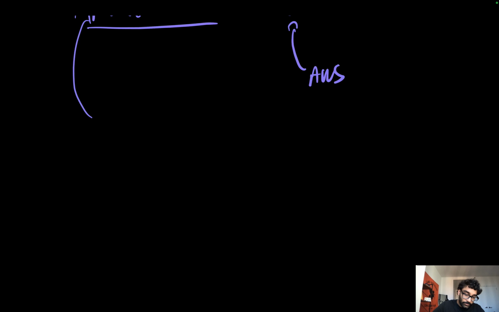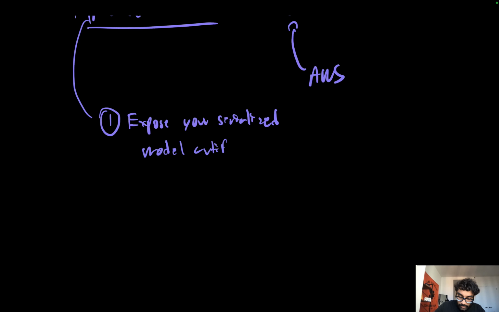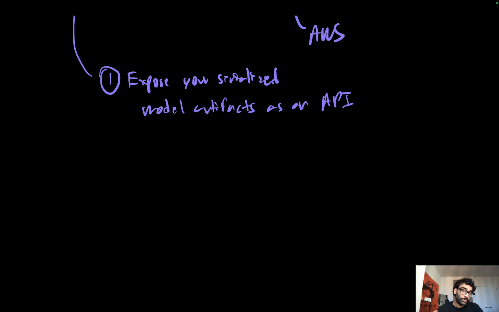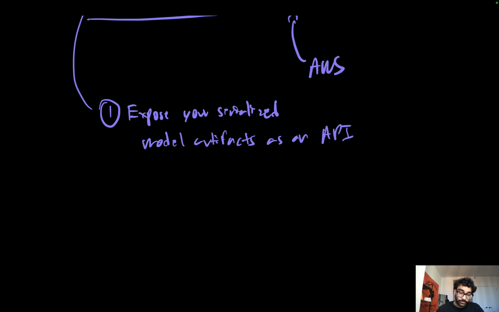So the responsibilities of a model server: one, expose your serialized model artifacts as an API. Like I said, there's not much value in just having your model data or model artifacts dumped in some sort of notebook. You need to be able to expose this as a REST API that you can interface and work with. So that's one thing the model server does, and there are different protocols.